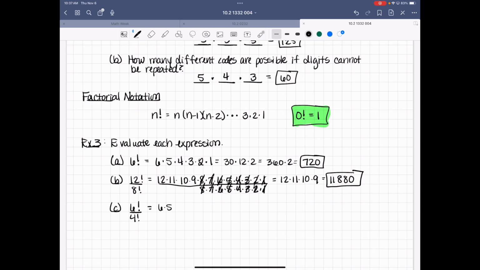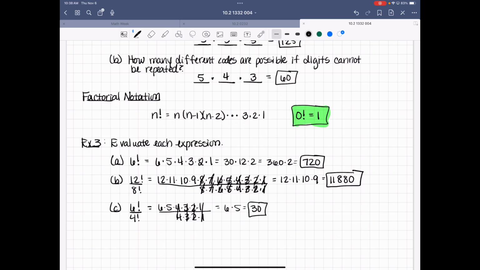Because this is, so 4 and down cancel out because they're going to be there in both. We could have just said, well, that's 6 times 5, which does give me 30.